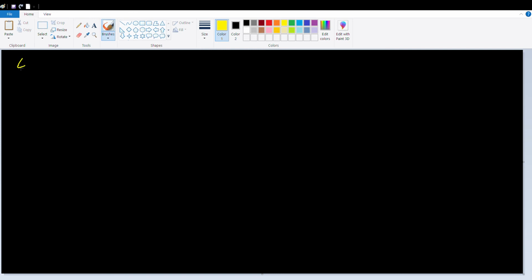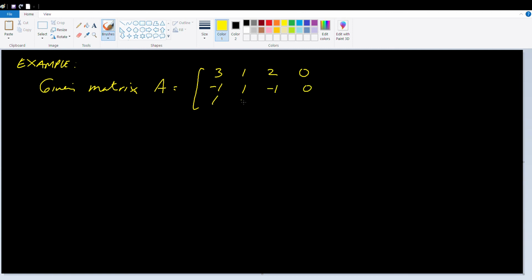Let us have an example. Given matrix A, 3, 1, 2, 0, negative 1, 1, negative 1, 0, 1, 0, 2, 1, 1, 3, negative 1, 0. Let me add another column of 1, negative 2, 1, negative 3. Okay, so we have here a 4 by 5 matrix A.